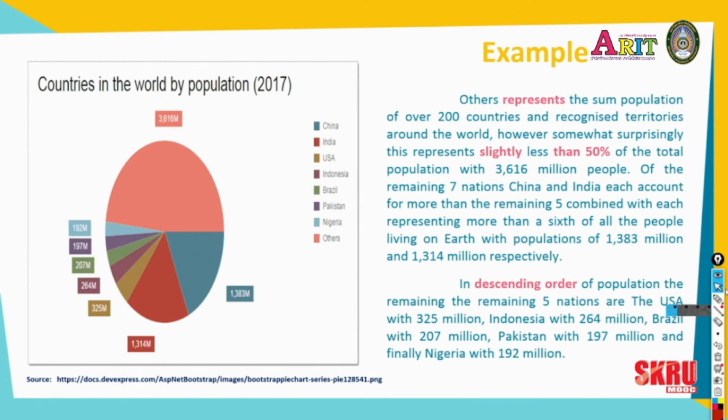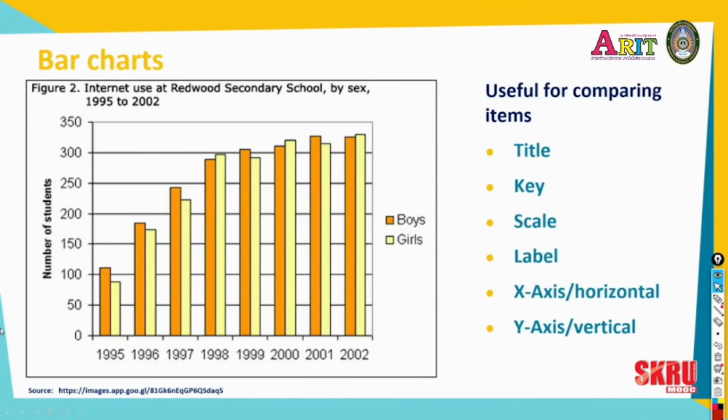The remaining 5 nations, my apologies, I've duplicated the remaining. So I shouldn't have said that twice, sorry about that. 5 nations are the USA with 325 million, Indonesia with 264 million, Brazil with 207 million, Pakistan with 197 million, and finally Nigeria with 192 million. So each of those, just a list explaining the actual numbers for all the countries.